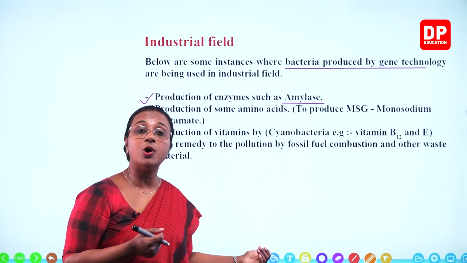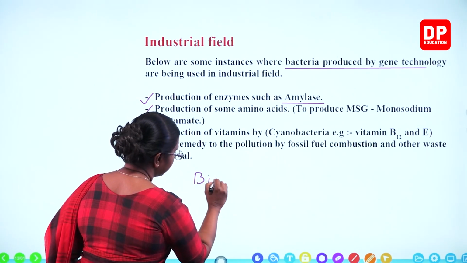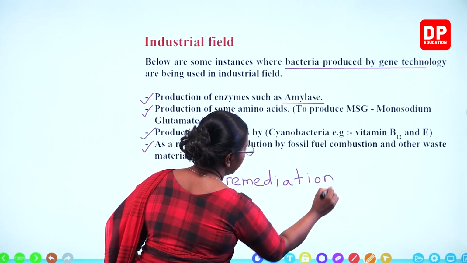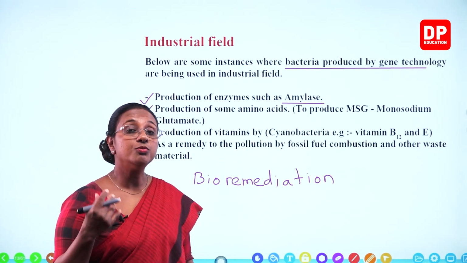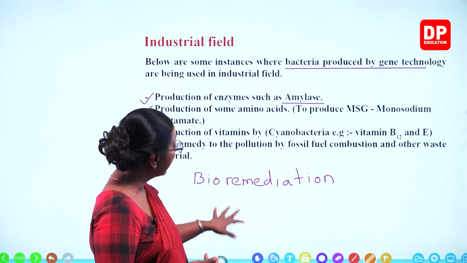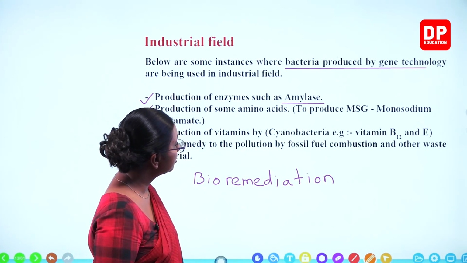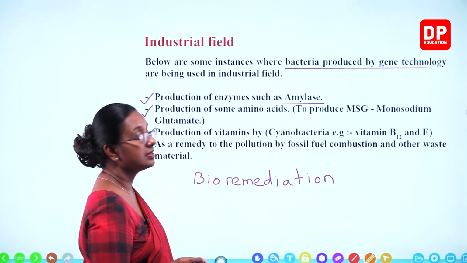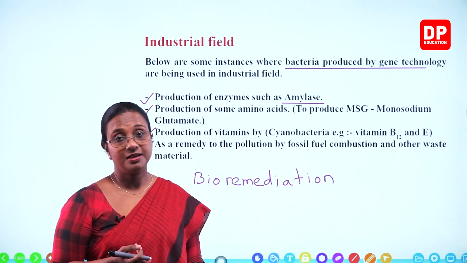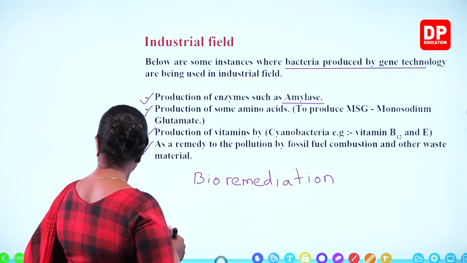This is something that we call bioremediation. You have heard this term before, bioremediation, where microorganisms are used in the field to remove pollutants from the environment. So that is bioremediation. For that, we can use recombinant bacteria, as a remedy to the pollution by fossil fuel combustion and other waste material. So to do that, we can use genetically modified bacteria. I'm sure you all can understand that. So with that, students, we'll move on to the next slide.